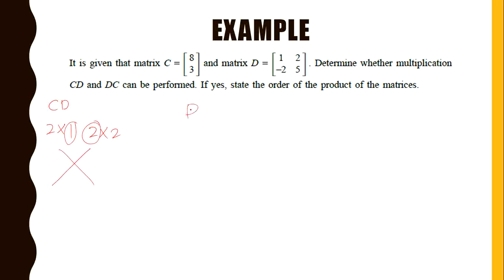Okay, next is DC. Okay, DC is, D is 2 by 2 and C is 2 by 1. Okay, so kita tengok dua nombor yang bertemu ni. Sama kan? Okay, so sama means they can be multiplied. Okay, dan jawapan dia akan jadi matrix berbentuk apa? Matrix dia akan jadi 2 by 1. Dia punya order.